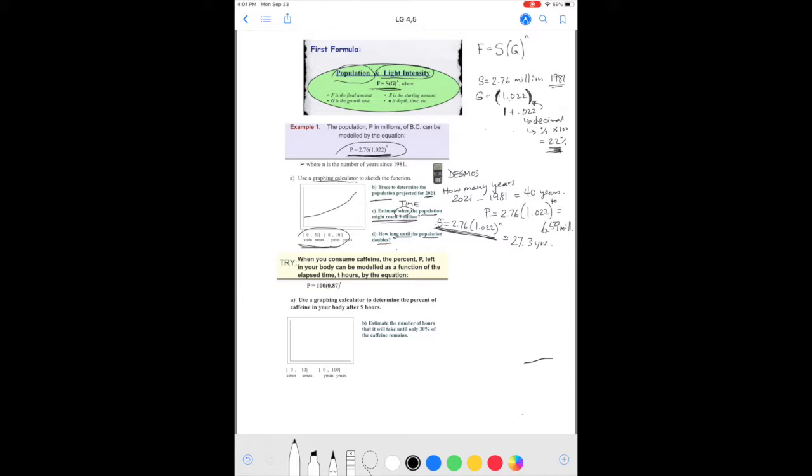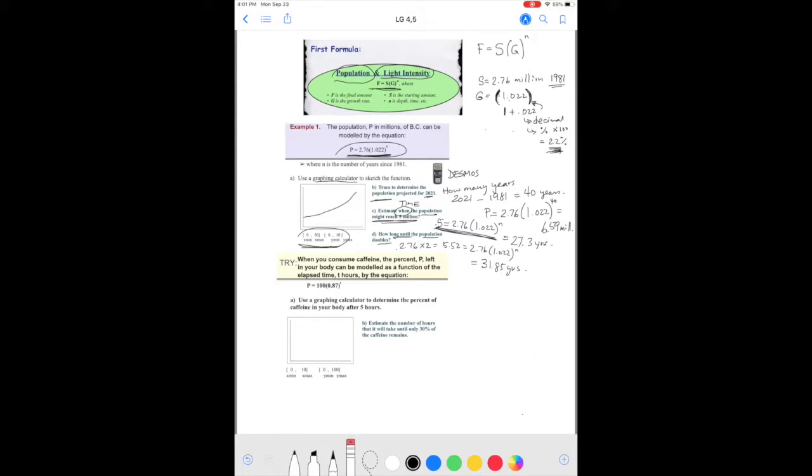All right. Again, looking for the time, how long is the population double? So we have to double 2.76, so times it by 2, and we get 5.52, and then we set it up the same way. Into our calculator we can put it, and out comes 31.85 years. So those are some ways you can do that.